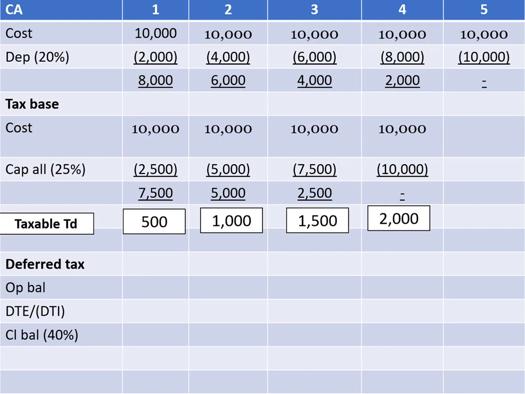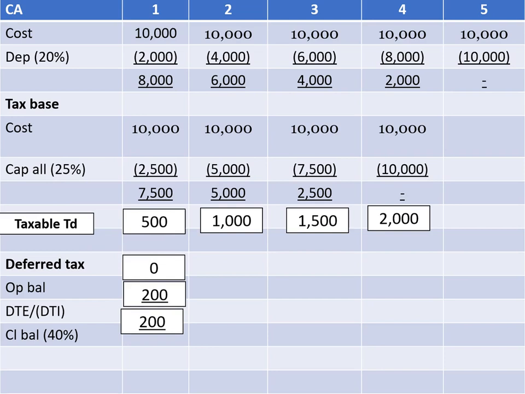In year 3, 4,000 less 2.5 gives you 1,500. And in the last year, in year 4, it's 2,000 less nothing, nil, which is 2,000. And in year 5, for both accounting and for tax purposes, we have a 0 amount, and therefore there is no taxable temporary difference. So, as we've said, what is our deferred tax balance?